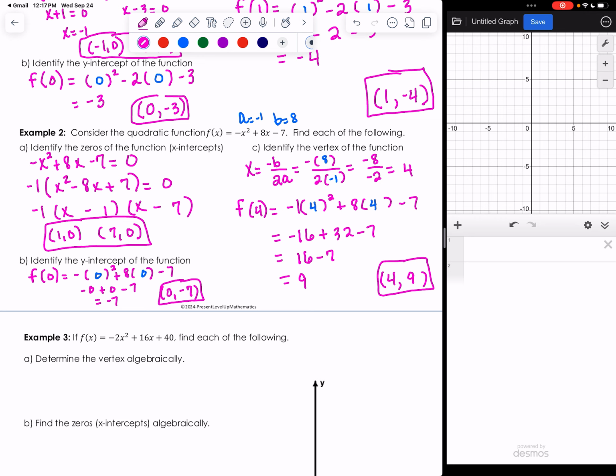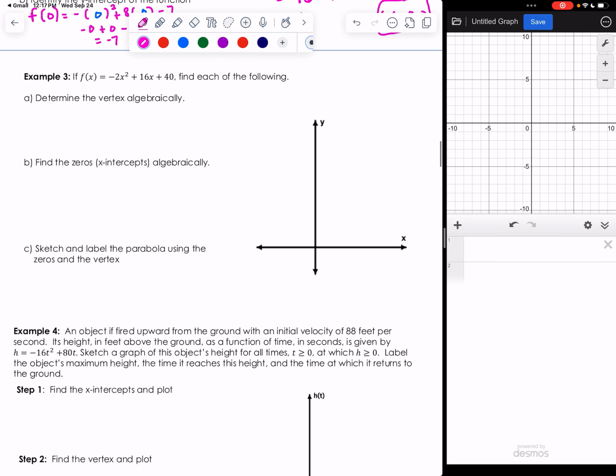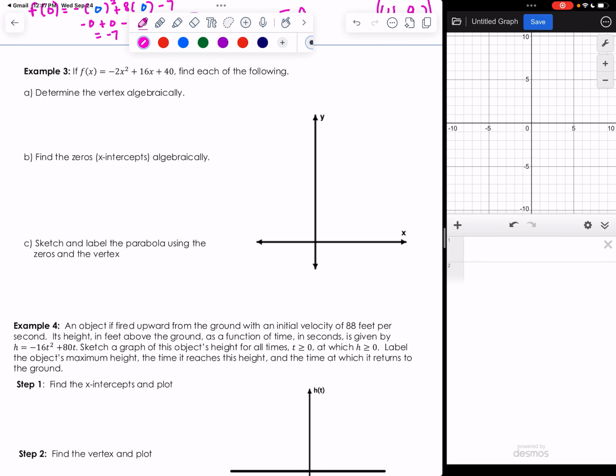Now, in our third example, we're going to take everything we've learned so far, and we're going to use our critical attributes now to actually construct the graph of a quadratic function written in standard form. So in example 3, we have the function f of x equals negative 2x squared plus 16x plus 40. So they want me first to determine the vertex algebraically.